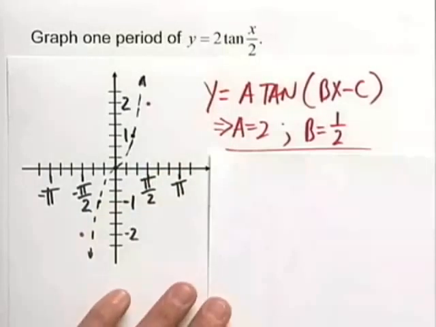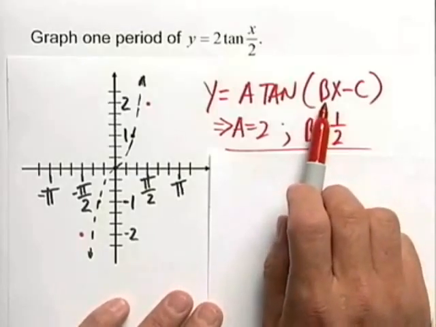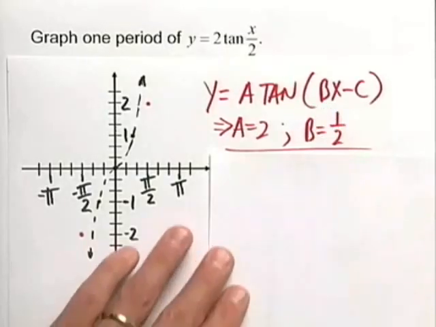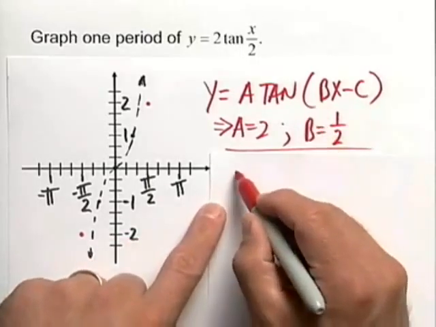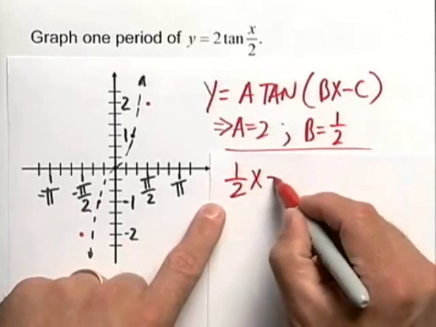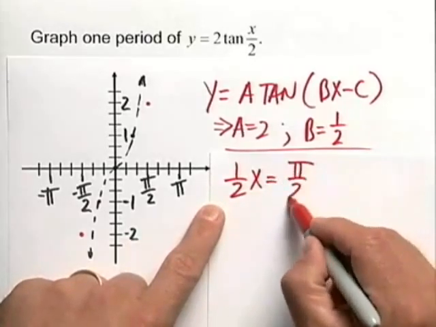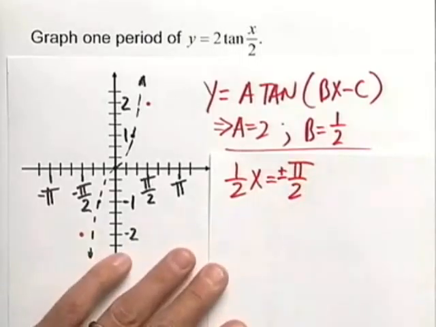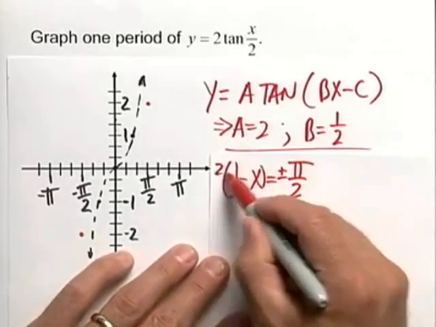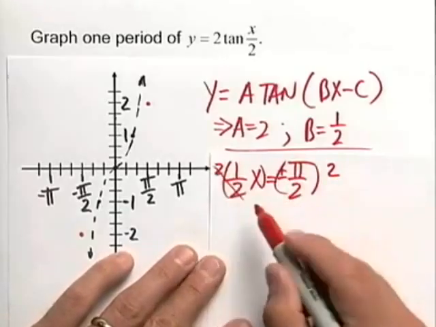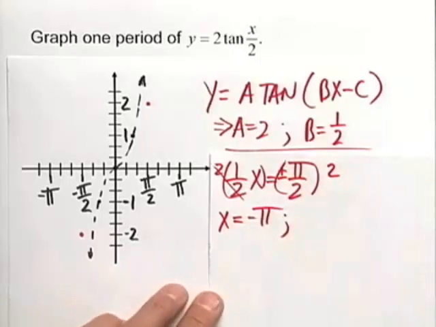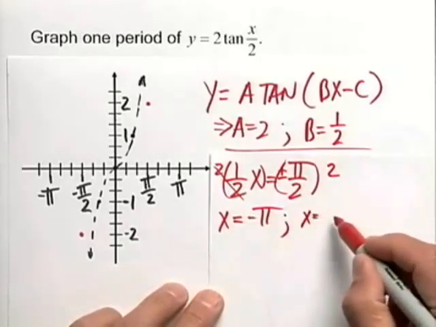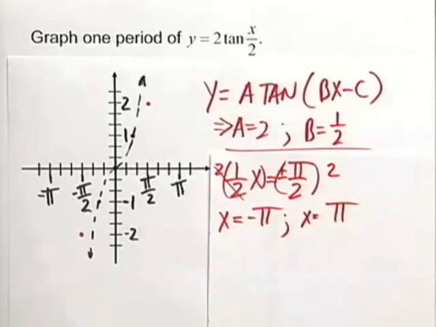Now that we have a and b, let's go ahead and find our vertical asymptotes. The formula for our vertical asymptotes is bx minus c equal to pi halves. Now since c is equal to 0 and b is equal to 1/2, we can simply write this as 1/2 x being equal to pi halves. And I'm going to sneak in a plus or minus here on you. To find those vertical asymptotes, we're going to solve both sides for x entirely. Multiplying both sides, we obtain the equation x equals a negative pi for one vertical asymptote and x equaling a positive pi for the other vertical asymptote.